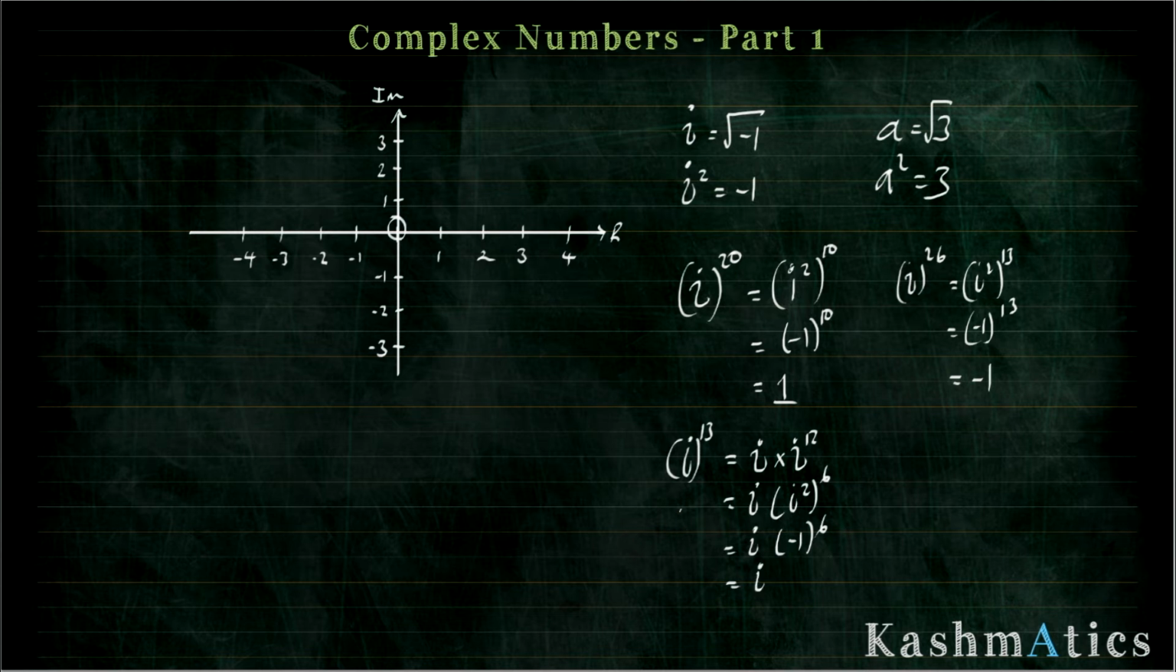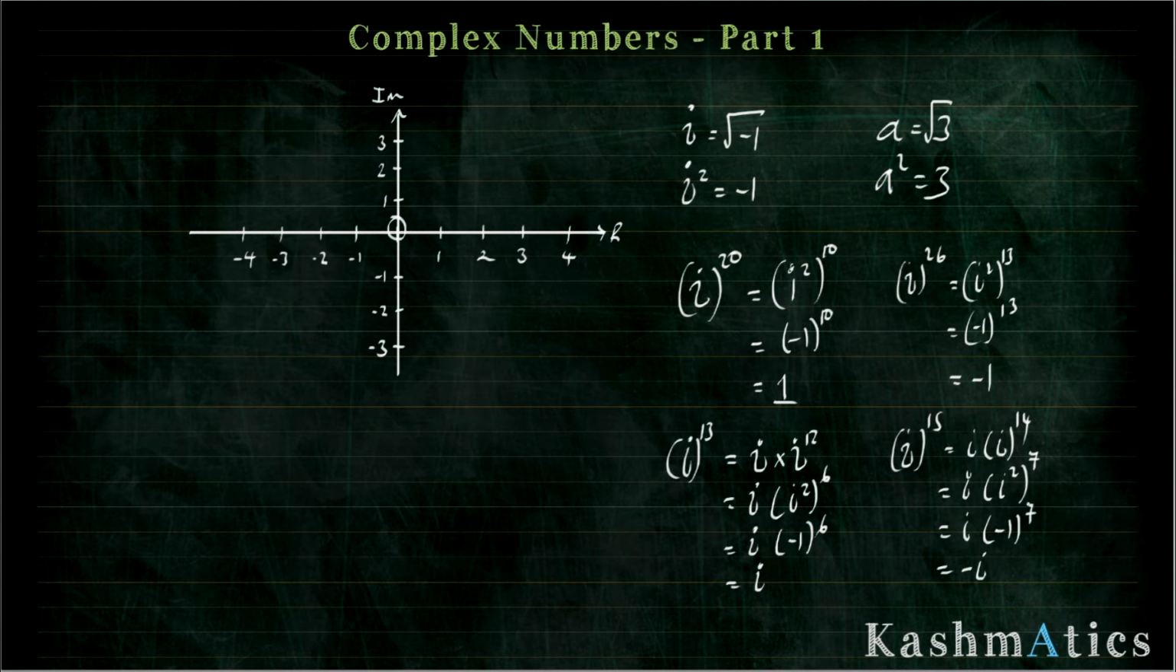So i to the power 13 is the same as i, but if I had i to the power 15, I'd say that is i times i to the power 14, which is i multiplied by i squared to the power 7, which is i multiplied by minus 1 to the power 7. Now minus 1 to the power 7 is going to be negative, and this is just going to end up being minus i. Okay, so that's how you deal with powers of i.